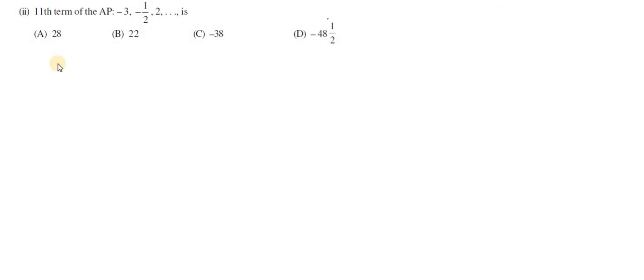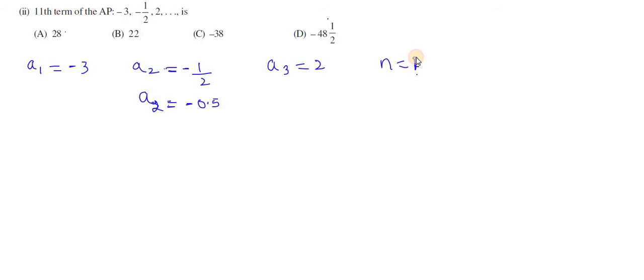Okay, next one, we need to find the 11th term. What is the 11th term of an AP? Let's write A1 is equal to negative 3, A2 is equal to negative 1 by 2, and A3 is equal to 2. You can also write A2 as minus 0.5. Now we need to find the 11th term. Here n is given, n is equal to 11, and A11 we need to find.